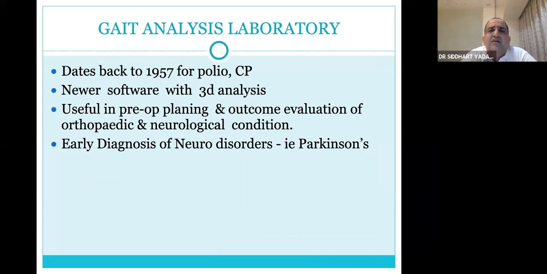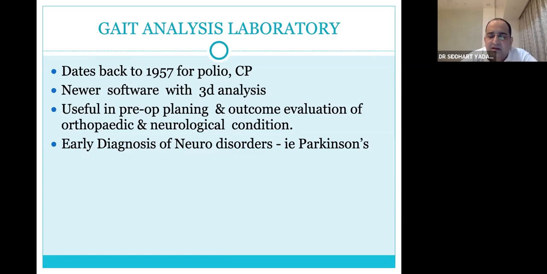Gait as such has now become very advanced, and as I told you, it's a separate subject. There's a gait laboratory, which you can write about when you are asked for a short note on gait. It was first started in 1957 for polio and CP, and now they are very advanced. They are useful in pre-operative planning and outcome evaluation of orthopedic and neurological conditions. They are very important in early diagnosis of many neurological disorders, especially Parkinson's.